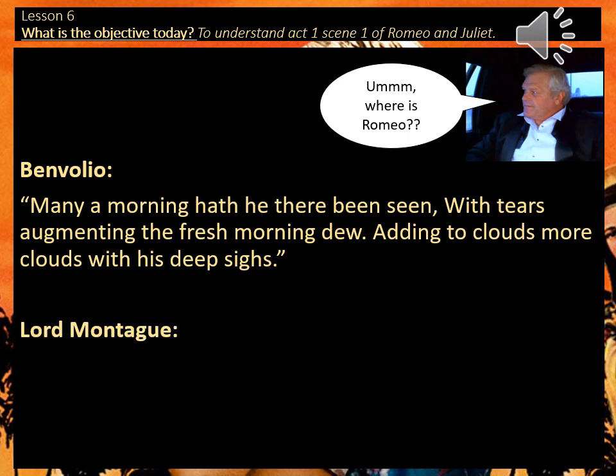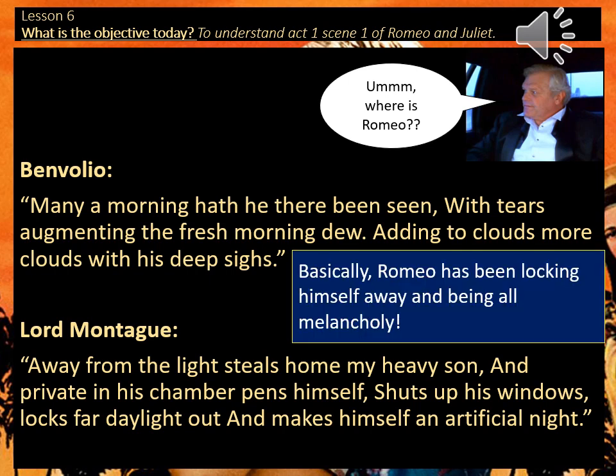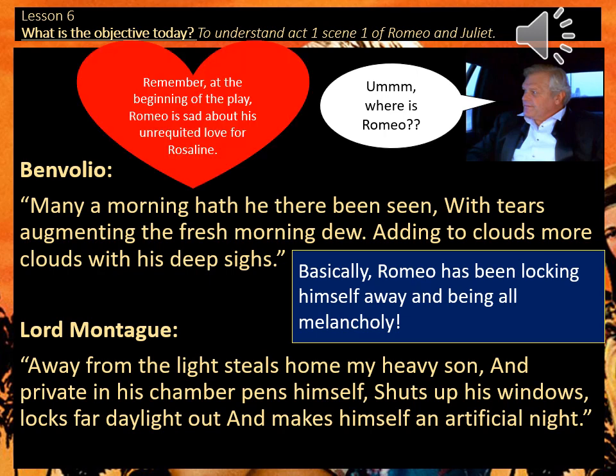And that makes Lord Montague, Romeo's father, acknowledge that "away from the light steals home my heavy son, and private in his chamber pens himself, shuts up his windows and locks far daylight out, and makes himself an artificial night." So basically Romeo's just been locking himself away and being really, really sad. Because if you remember at the beginning of the play, Romeo is really sad and melancholy about his unrequited love for Rosaline.